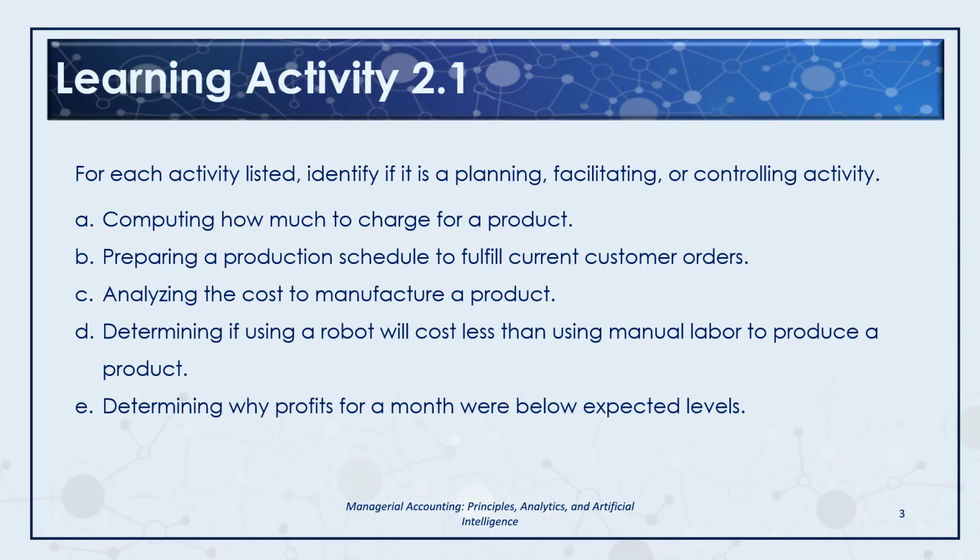Now let's do our first activity. On this slide, you'll see a list of business activities. Your job is to decide whether each one is a planning activity, a facilitating activity, or a controlling activity. Remember, planning is setting goals and budgets. Facilitating is implementing the plan through systems or incentives. Controlling is evaluating results and identifying problems. Pause here and work through the activity. Once you've finished, check your answers with the solutions provided in the back of Chapter 2.